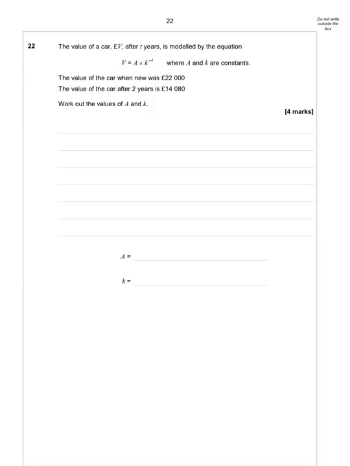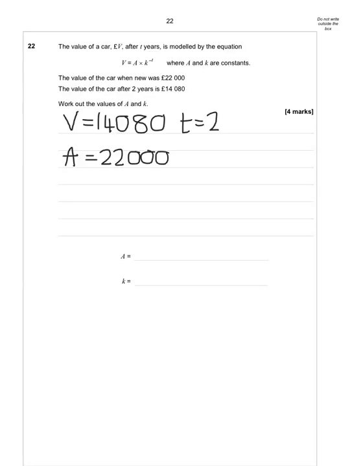This equation will work out the value of the car after how many years. So we know that V is 14,080 when T is 2, and A will be how much the car's starting price was, so it's 22,000. So what we've got here is this equation to solve.